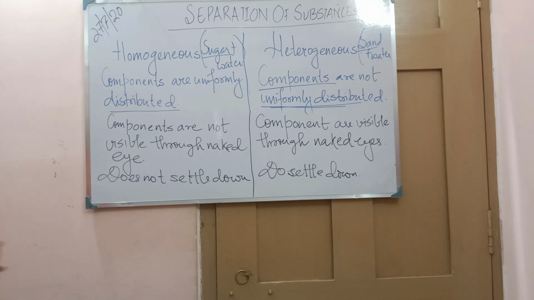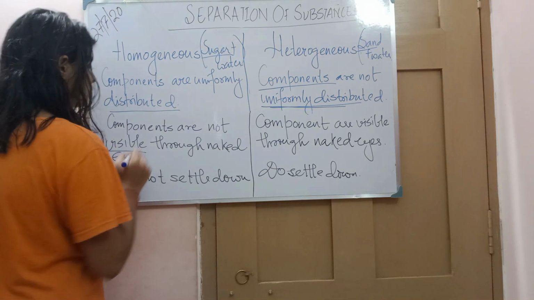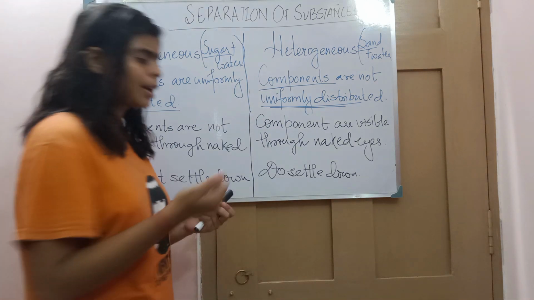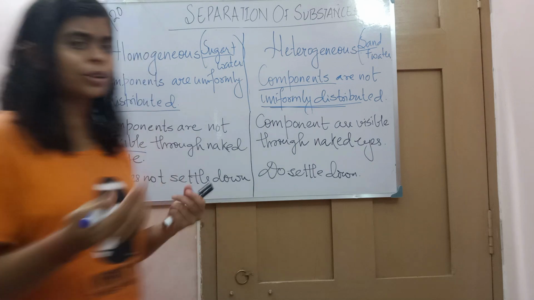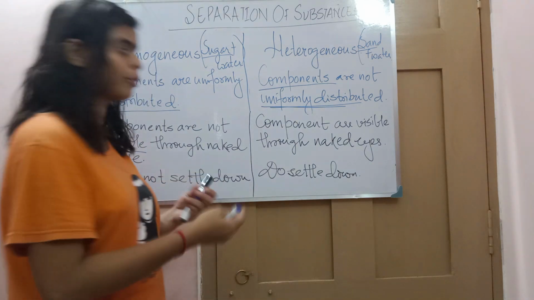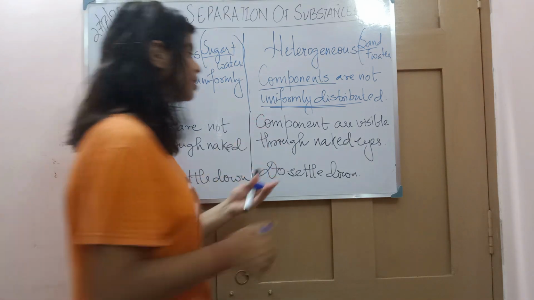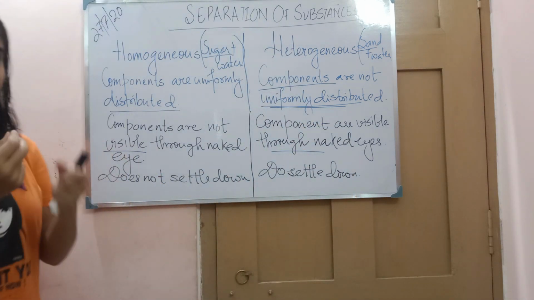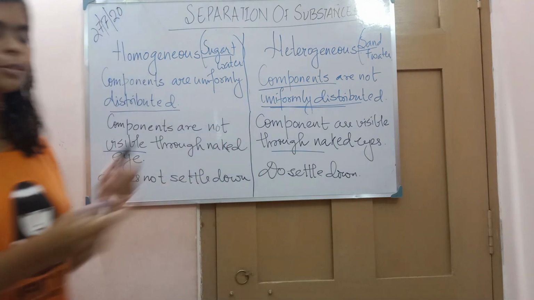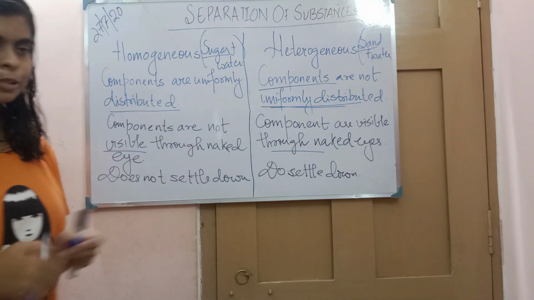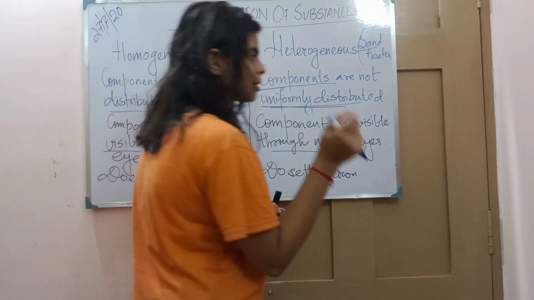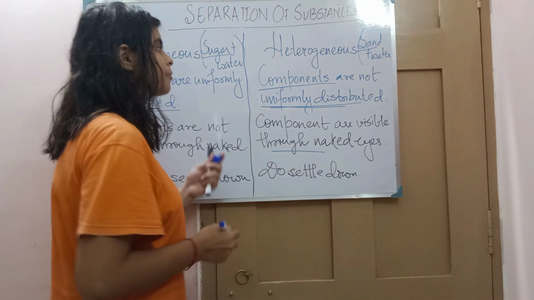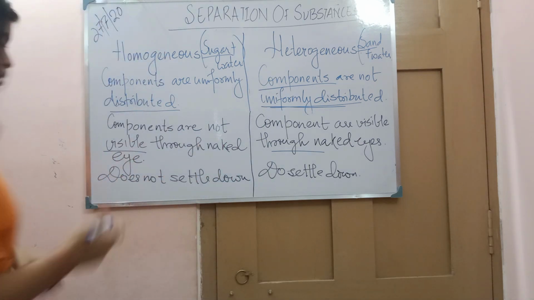Now comes the second point. In a homogeneous mixture, the components are not visible through the naked eye. Have you seen the sugar appearing or being visible when it is dissolved? But in heterogeneous mixtures, the components are visible through the naked eye. We can see the sand, because most of the small sand particles are present at the bottom. So in a heterogeneous mixture, the components are visible through naked eyes.